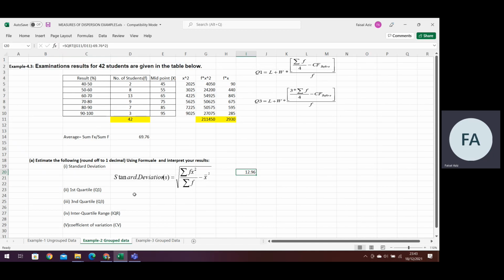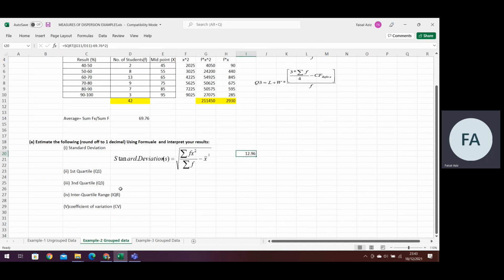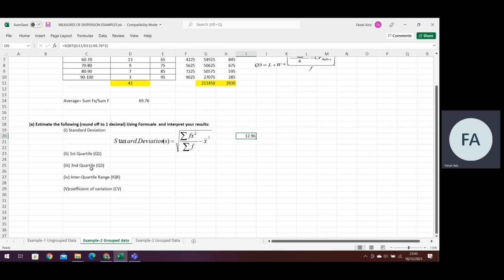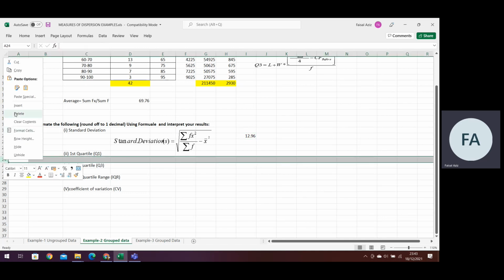Now if you look at it, we need to calculate first quartile, third quartile, interquartile range. So I'm just going to add some more rows so that I could get some space.